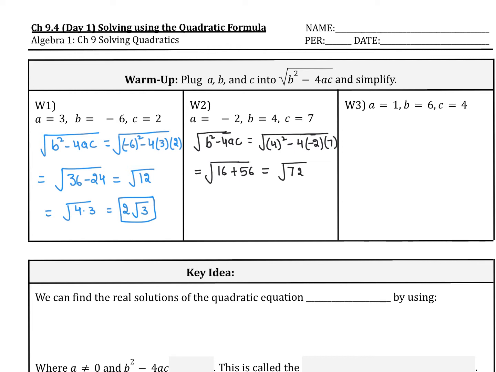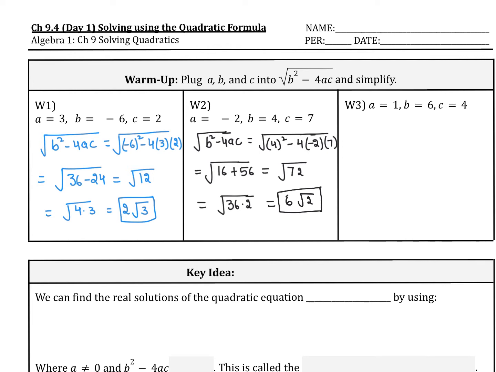Now you're going to break 72 as 36 times 2. You can break 72 in any way, but we are going to break it down as 36 times 2 because we have a square root of 36, and the square root of 36 is 6, which comes out of the radical symbol, and the square root of 2 stays inside the radical symbol. So your answer is 6 times square root 2.